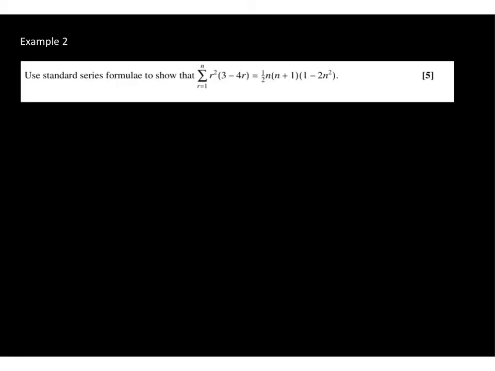Let's take a look at another example. We're going to use standard series formulae to show this result here. So as we did previously, let's expand the brackets. So we've got 3r squared minus 4r to the power of 3. And let's split this up into two summations. I can also take the factors at the front outside of the summation like this.